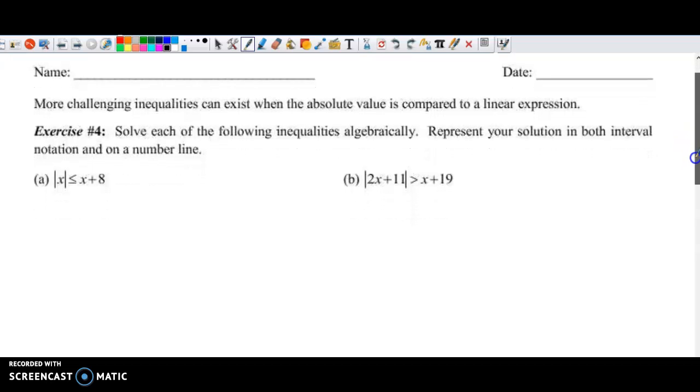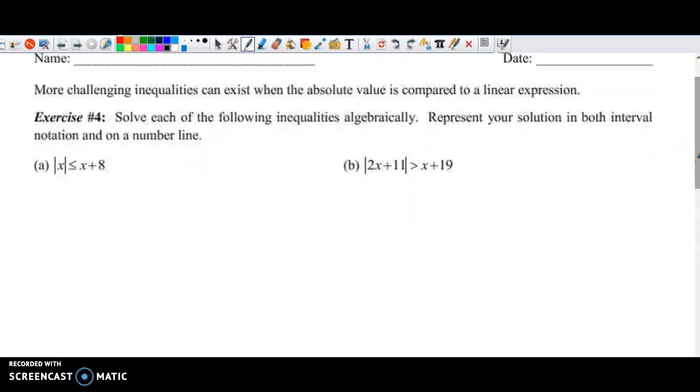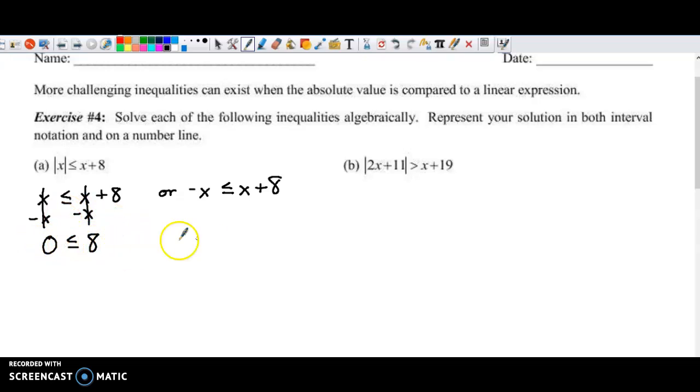So on the next one, this one's a little bit trickier, but you can do the same thing. X is less than or equal to x plus 8. And then we also have this statement, and I'm just going to write it as or for right now. The negative, because what's inside the absolute value could be negative, is less than or equal to x plus 8. So we have an issue with that first one because as I subtract over, I don't get any points to check out. Okay, that's not helpful. 0 is always less than or equal to 8.